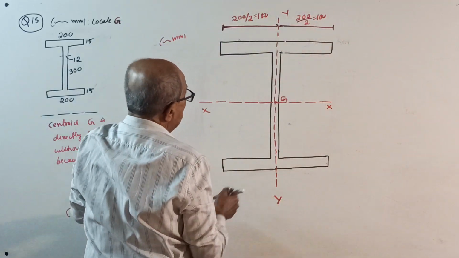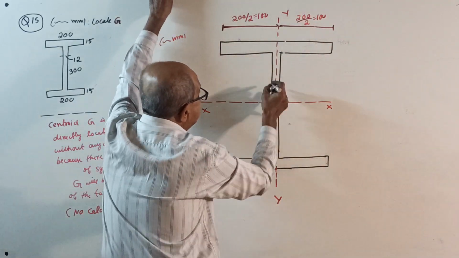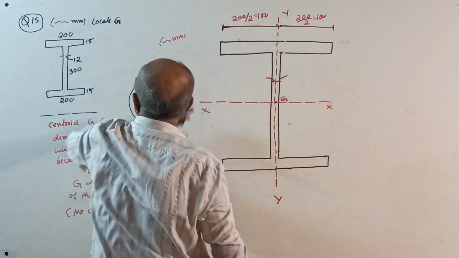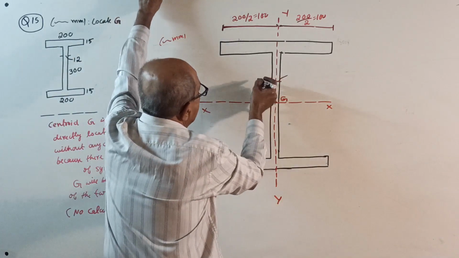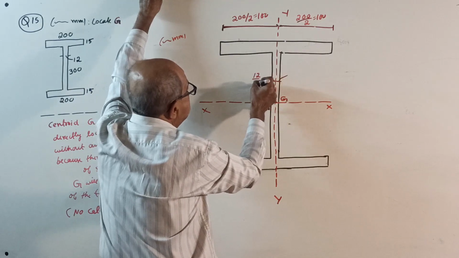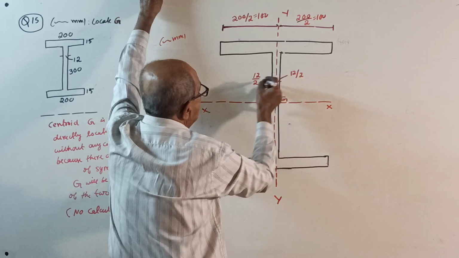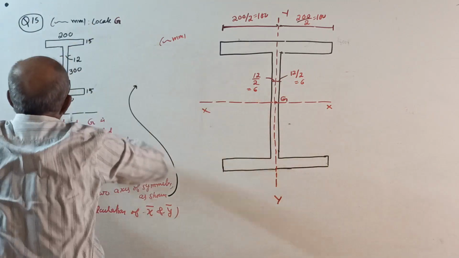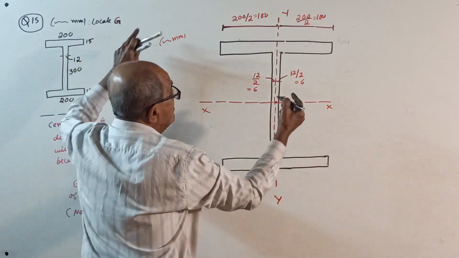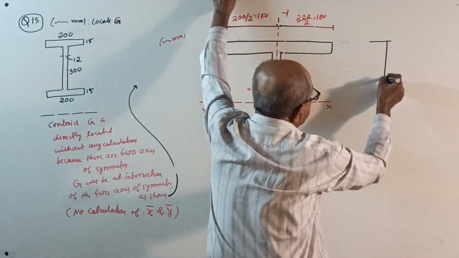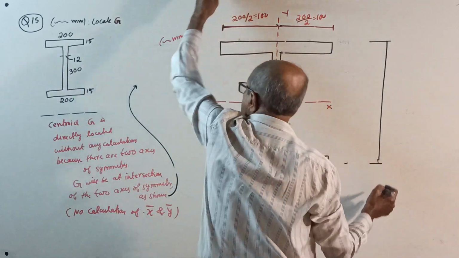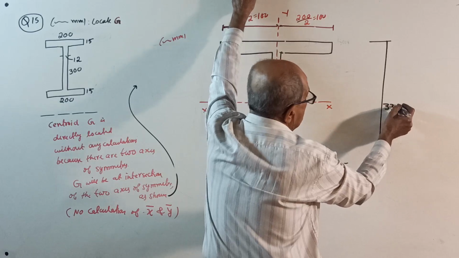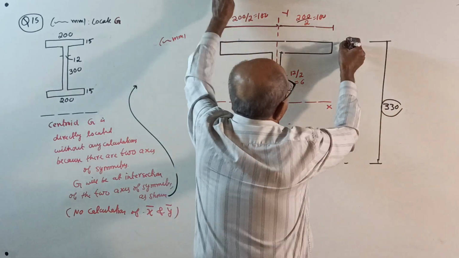Then, suppose you want this distance or this distance. Thickness is 12. So both are 12 by 2. If you require 12 by 2 equal to 6, equal to 6. Depth wise, they are not given a full depth. Better mark the full depth ones. The full depth will be, you have to calculate now, because 300 plus 15 plus 15, 330. Show the calculation, rounded.